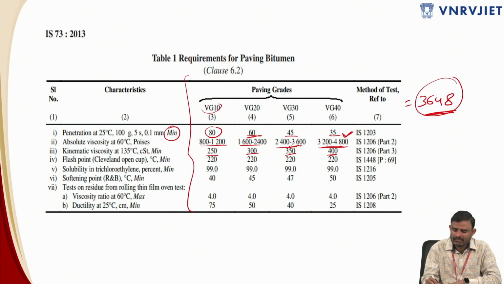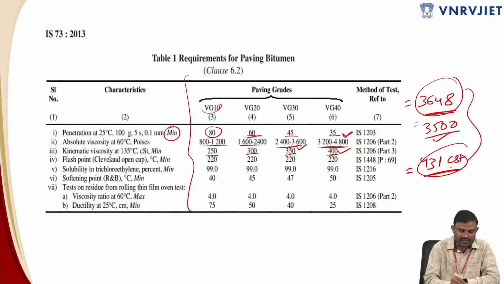For example, somehow with a little bit of calculation variation, instead of getting 3648, I've got 3500. Then it can be classified either as VG30 or as VG40. Then you have to check with kinematic viscosity. In the previous condition I got 431 centistokes. So in this condition, as the kinematic viscosity is more than 400, this can definitely be said to be VG40 grade of bitumen. Similarly, you check the other parameters.